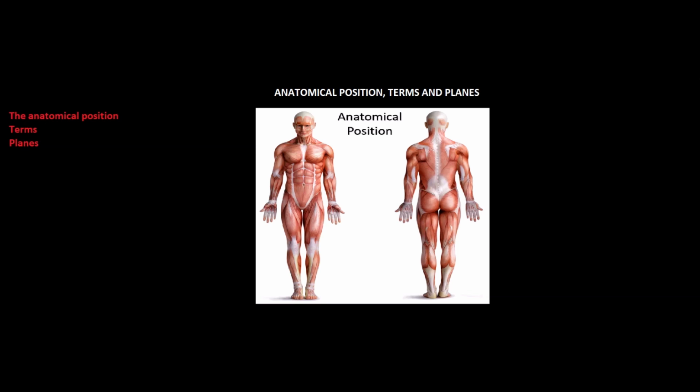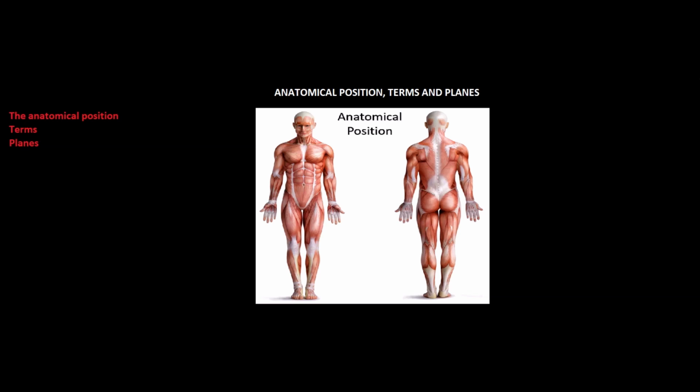Now, the anatomical position is the body in an upright position with the head facing forward and the eyes looking straight ahead. The arms down to the side of the body with the palms facing forward and the thumb and fingers straight. In other words, you're not making a fist. And then the legs straight and close together and the feet flat to the ground and parallel to each other. Okay, and then the toes facing forward as well.